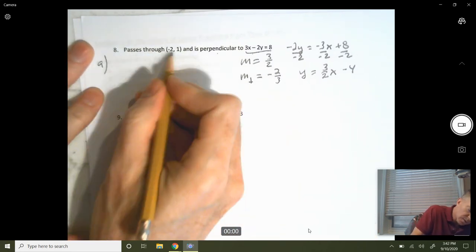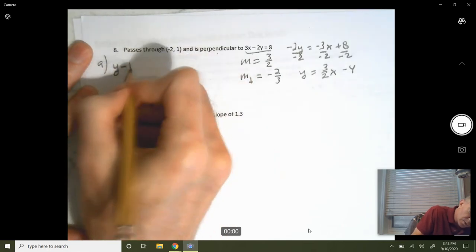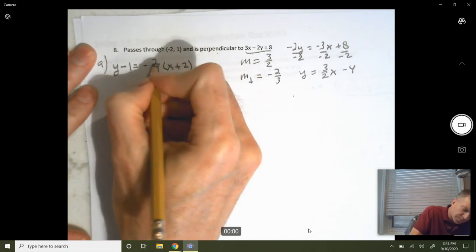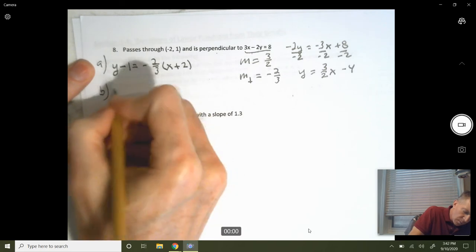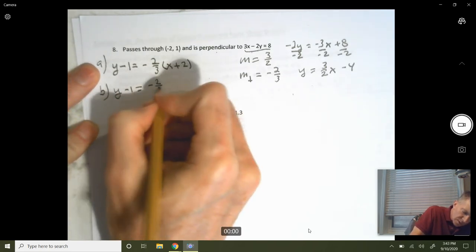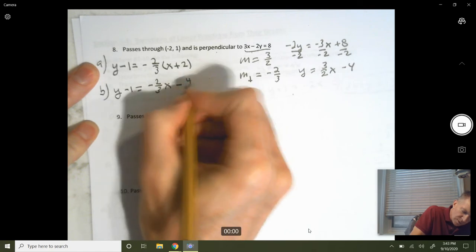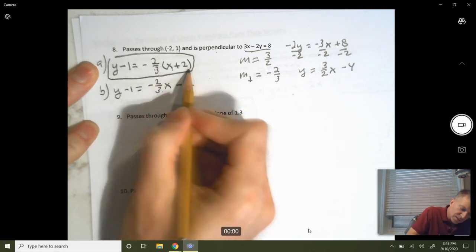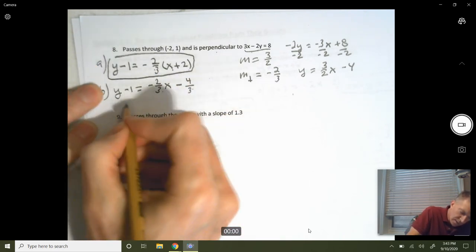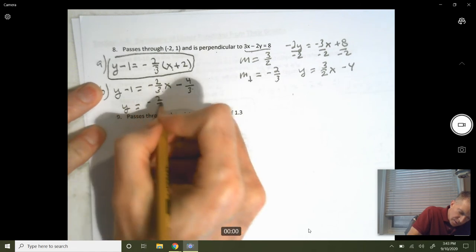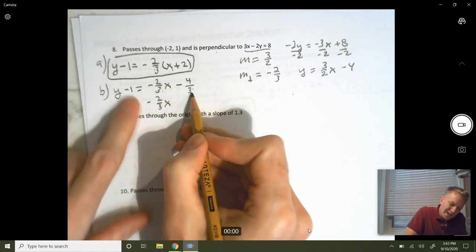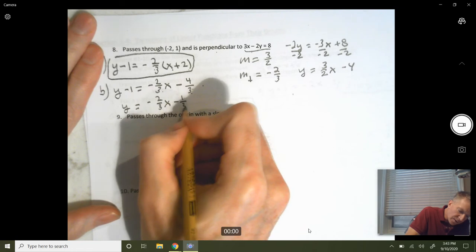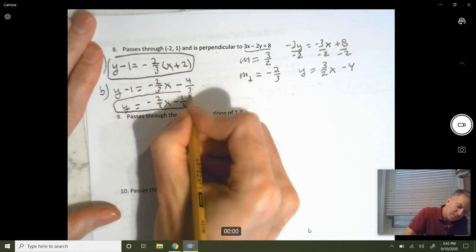So that's going to be y minus 1 equals your slope, negative 2/3 times x plus 2. Part B, slope-intercept form, y minus 1 equals negative 2/3 x minus 4/3, just distributing that negative 2/3 to the x and to the negative 2. Add 1 to the other side. Y equals negative 2/3 x. We have minus 4/3, but we're going to add 1, adding 3/3, so we get minus 1/3.